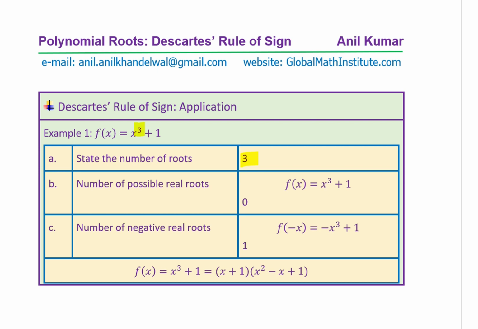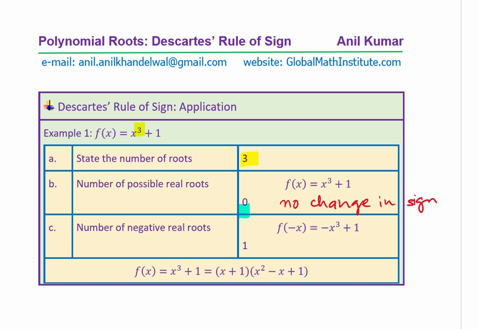Now, with the rule, we have to see change in sign. To find number of positive roots, change in sign for f of x, right? So let's see change in sign. Is there a change in sign? No change in sign, right? Both terms are positive, correct? x cubed plus 1, both are positive, no change in sign. Clearly, that means that we have only 0. That means no positive real root, correct?